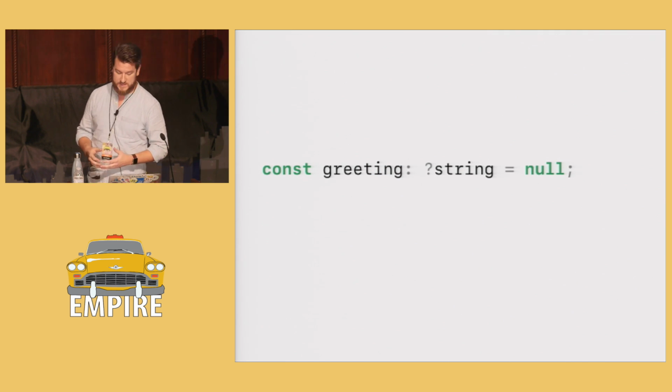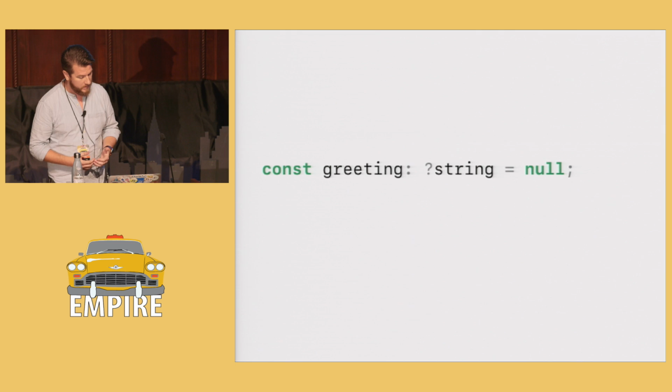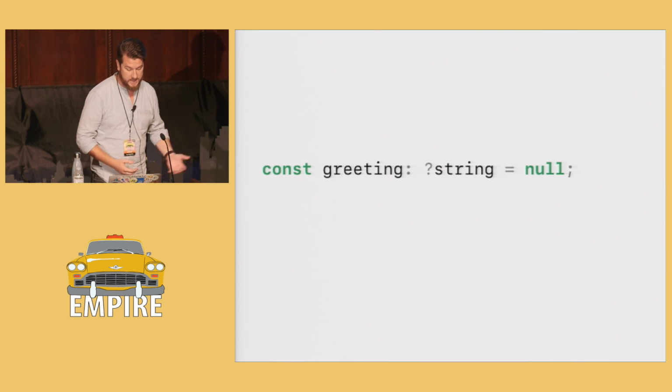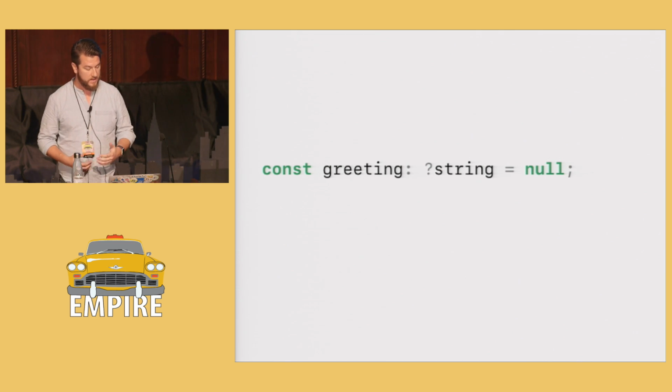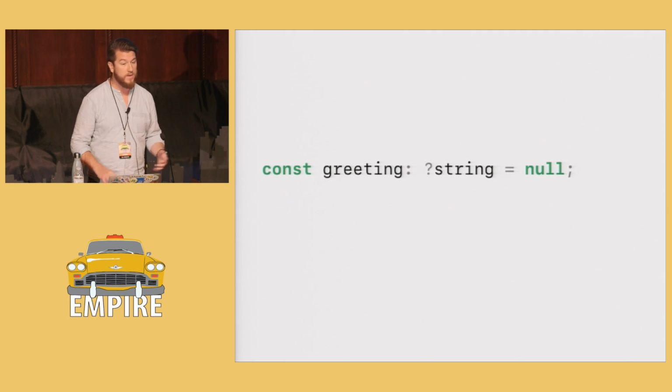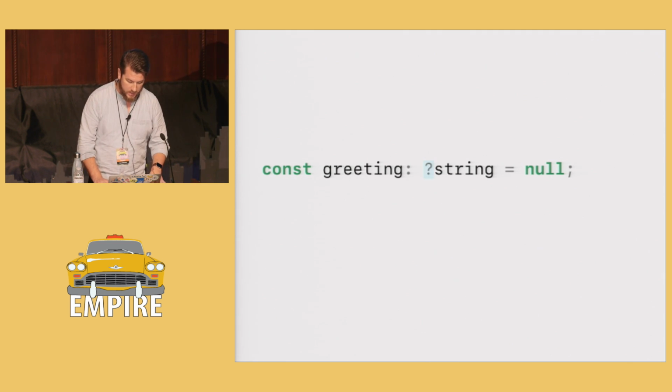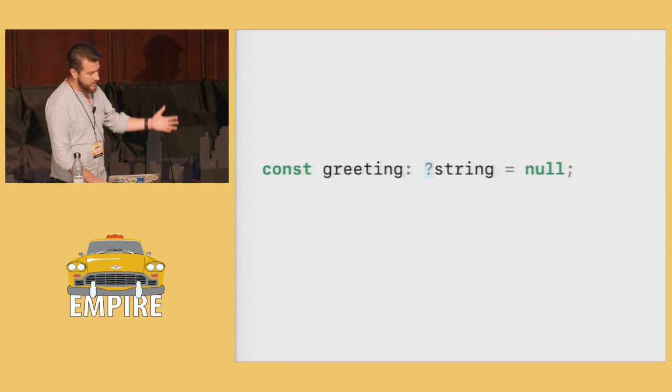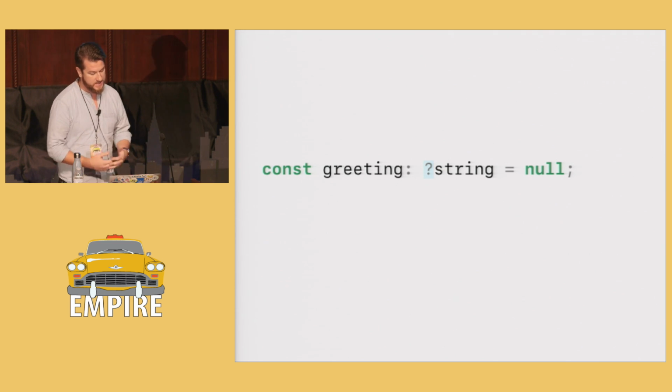Here's another example of composing types using nullability. We could say that the variable greeting in this case is of nullable type string. And it could be either a string or a null value. And we know that because the question mark here annotates this type, saying it could be nullable.